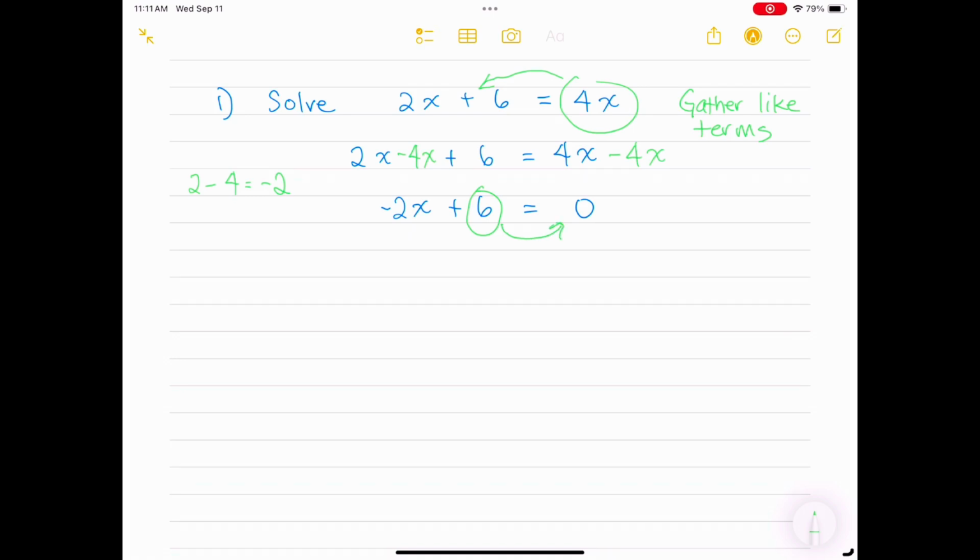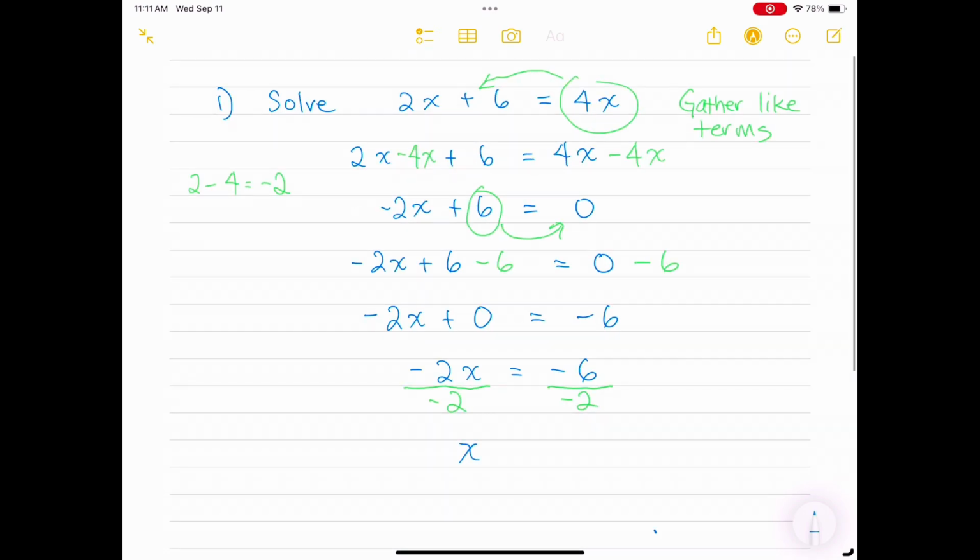The number 6 needs to be brought over to the right-hand side of the equation, and we do that by subtracting 6 from the left-hand side. Whatever we do to one side of the equation, we must also do to the other side to maintain balance. 6 minus 6 equals 0. So now on the left-hand side, we have minus 2x equals, and on the right-hand side, 0 minus 6 equals negative 6. Now we isolate x by dividing negative 2x by negative 2.